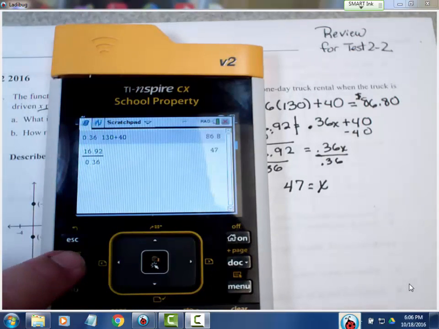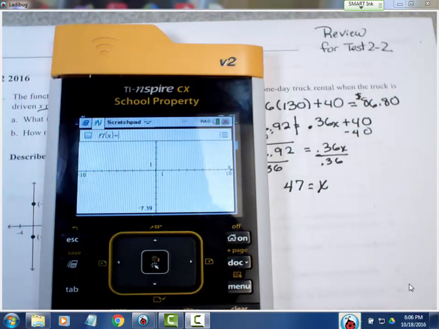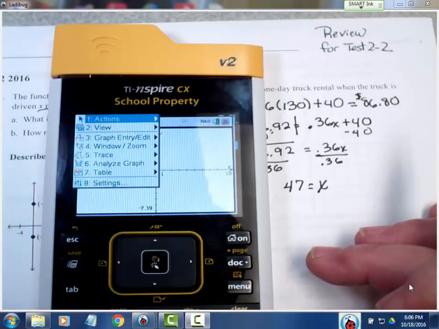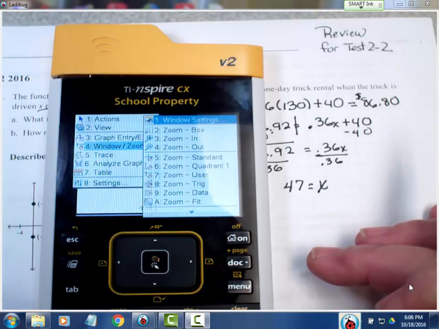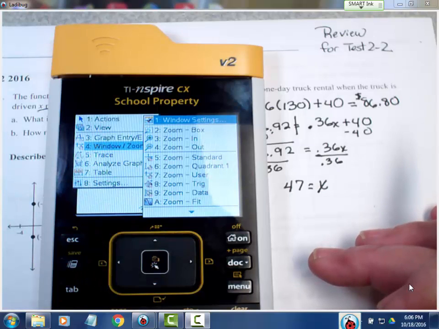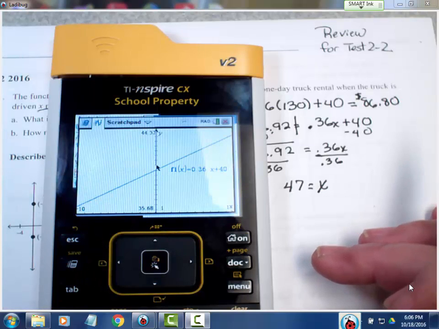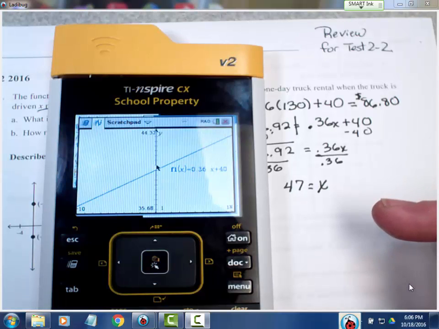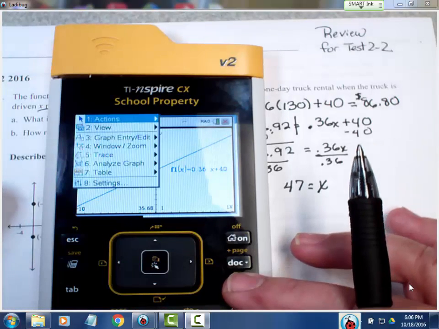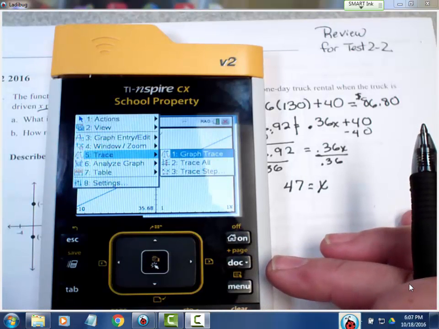So if you go into graphing, you would type 0.36x plus 40. You'd hit enter. Okay, and then nothing happened. So you would press menu 4 for Window Zoom. And then you would select A, which is your zoom fit. And then the window is now visible. Okay, so to trace along this line and find out points, you would say menu 5 1.